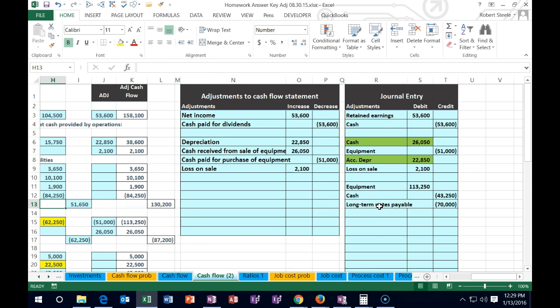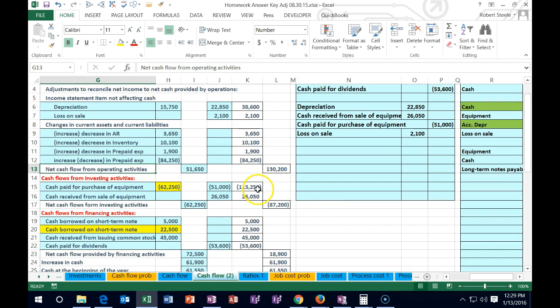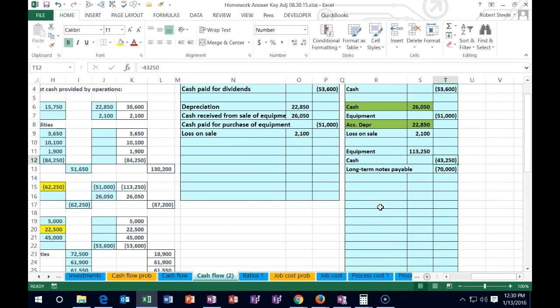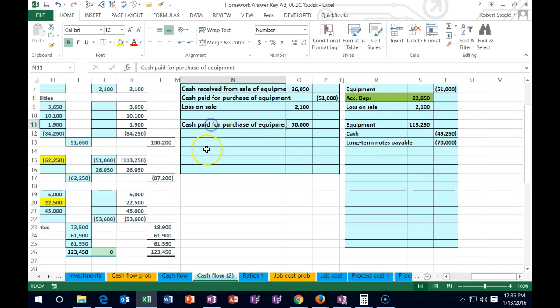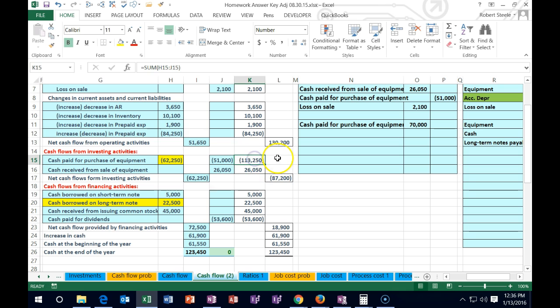So now we've got to think about how we are going to make our adjustments in order to fix our accounts over here. We know that this account down here, this number needs to go down to what we actually paid, which was this 43,250. So we're going to have cash paid for purchase of equipment. It's going to be the 70,000. You can think of that as basically the net of these two adding up to the 70,000.